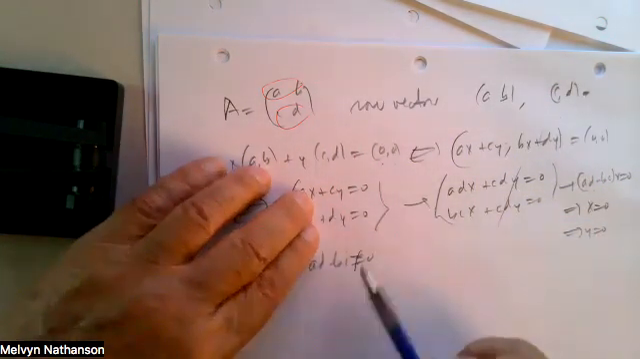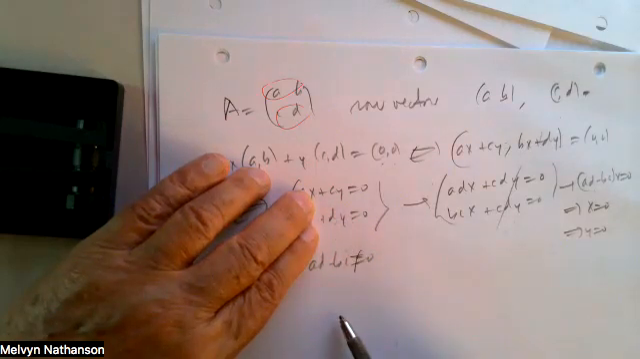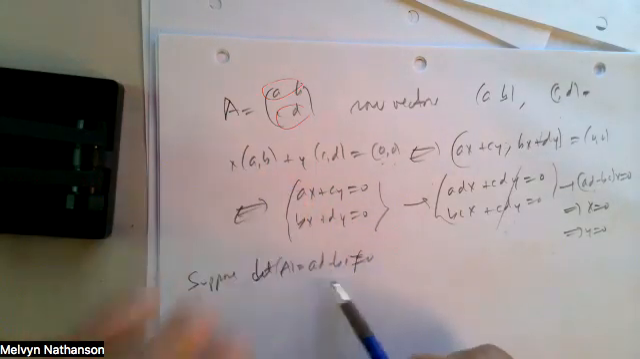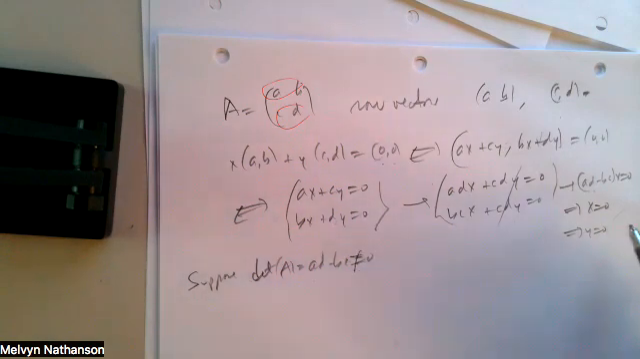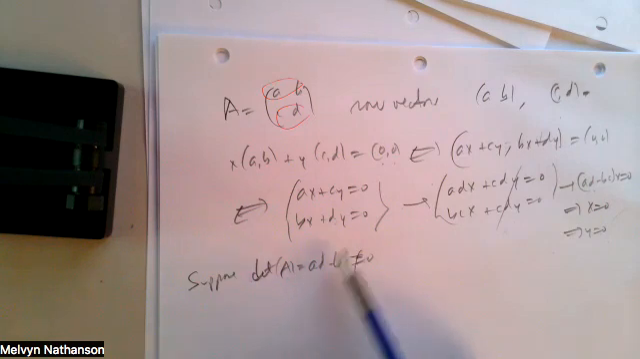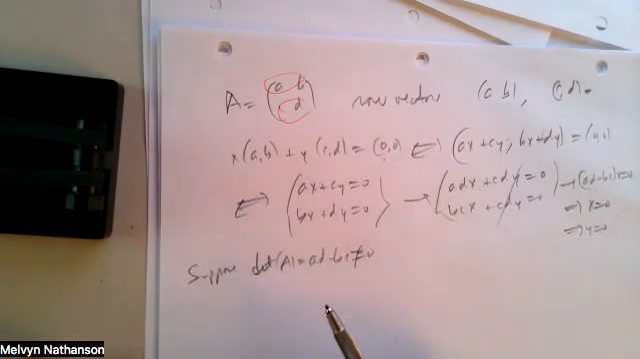So X is 0, CY and DY are both 0, CD isn't equal to 0, because otherwise this would be 0, so Y has to be 0. So if the determinant is non-zero, the row vectors are linearly independent.